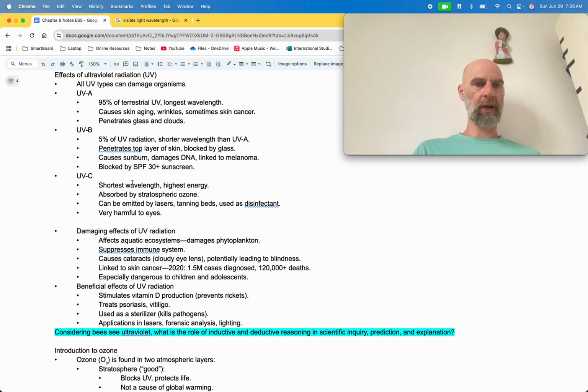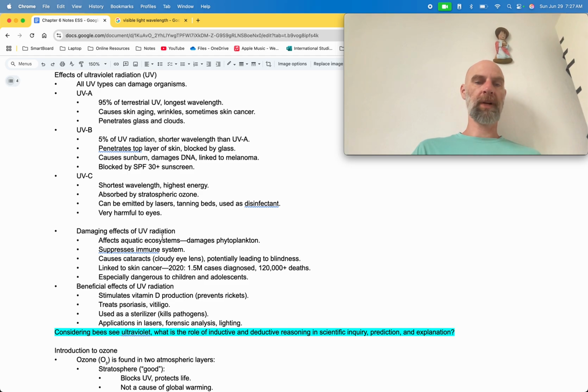So, all right, UVC, shortest wavelength, highest energy, absorbed by stratospheric ozone, can be emitted by lasers, tanning beds, used as a disinfectant. Very harmful to eyes. So, yep, make sure you're wearing eye protection if you're anywhere near it. Damaging effects of UV radiation affects the aquatic ecosystem. This damages the phytoplankton, which remember are the base layer of your food chain for ocean life.